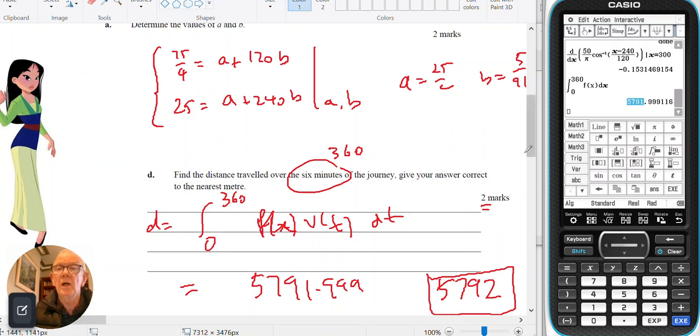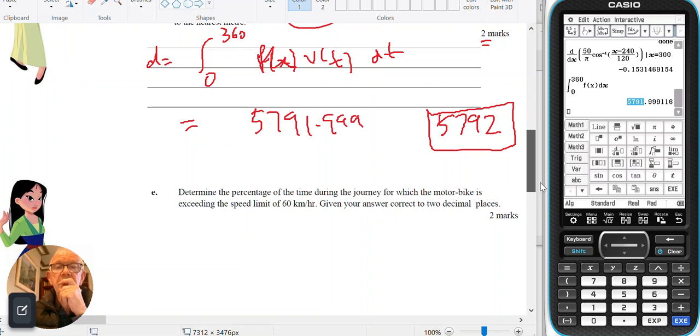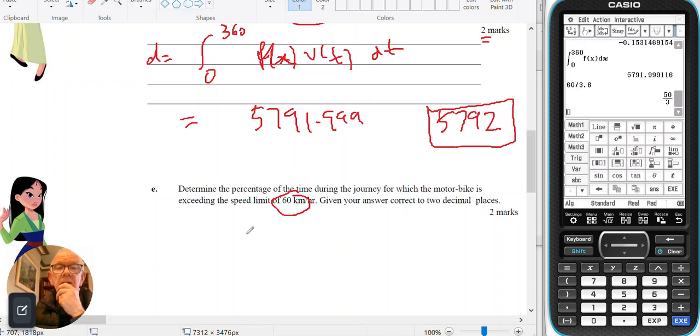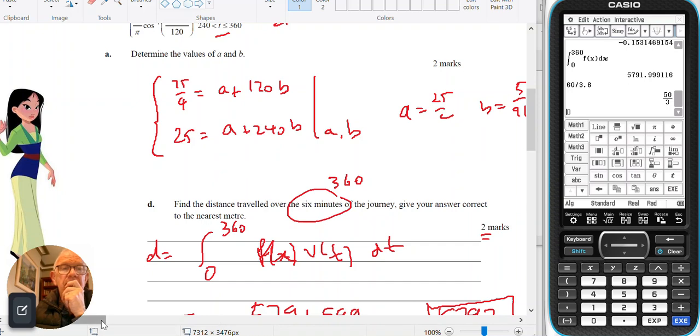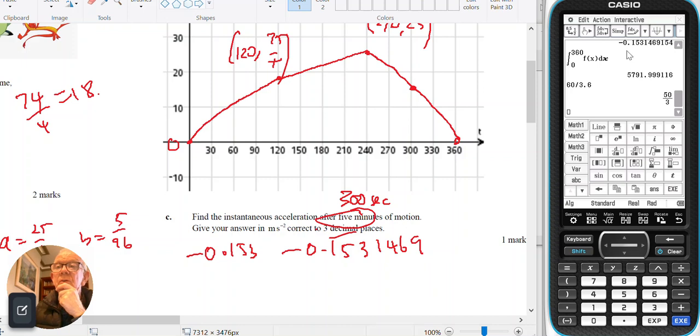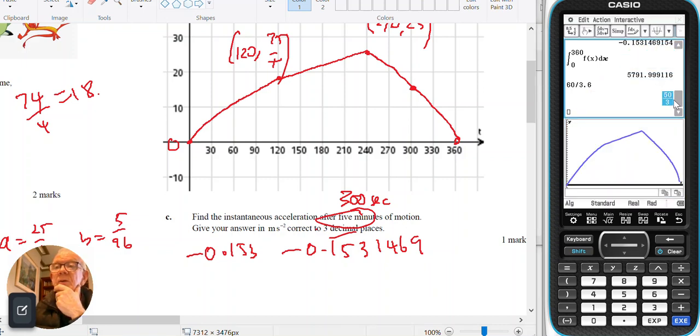and determine the percentage of the time during the journey for which the motorbike is exceeding 60 kilometres per hour. So 60 divided by 3.6 will turn it into metres per second. So 50 on 3 metres per second. So if I come up to my graph, I'm looking at the percentage that it's above 50 on 3. So here's my graph. If I take my 50 on 3, I'm looking for the time.